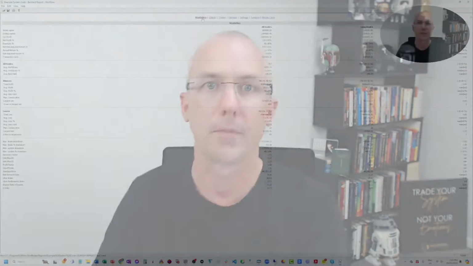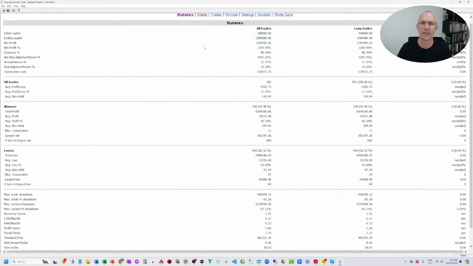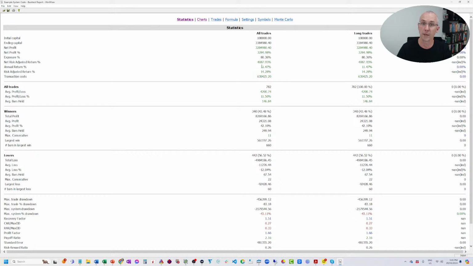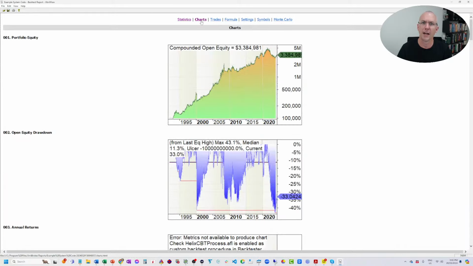So here we go. Let's have a look. If we replace that Bollinger Band breakout with a highest high breakout, the annual return goes up to 11%. We've got much fewer trades. We've now got 43% winners. The drawdown's a little bit big, obviously, 43, a lot big. And the equity curve is starting to flatten out a little bit.